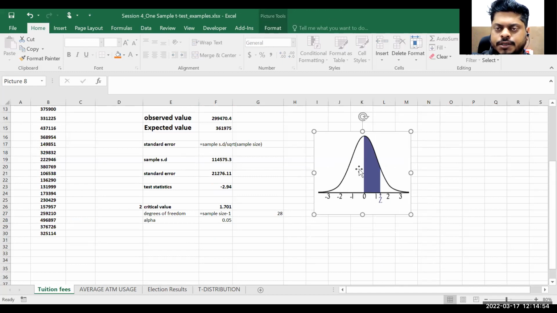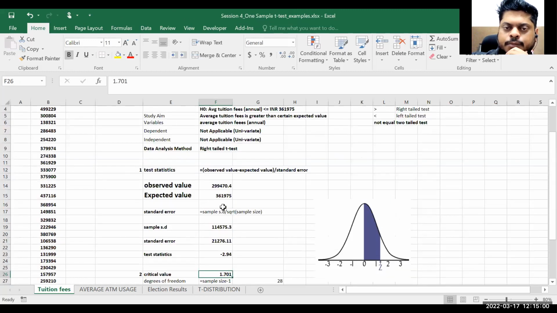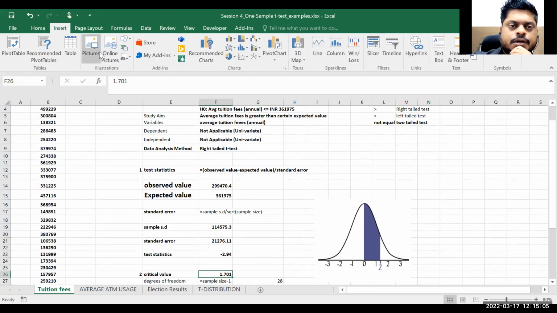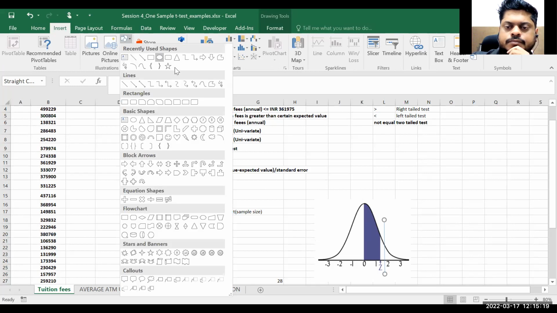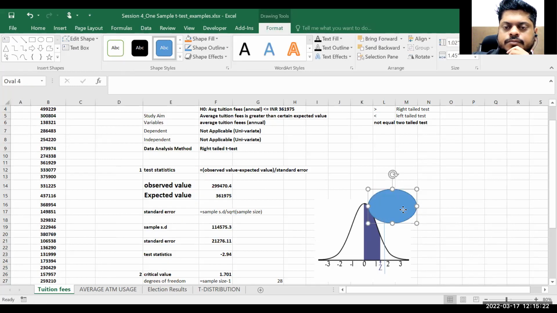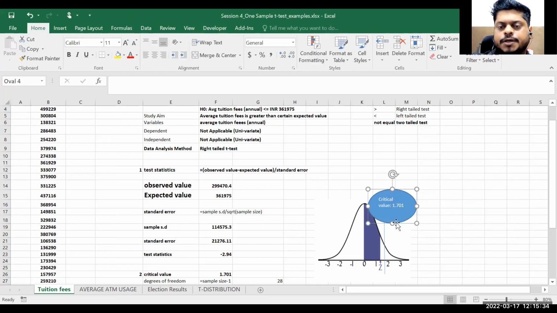So how to use this now? Obviously, you do not have to draw anything, but I wanted to show you visually. Like I said, the critical value puts a boundary on your null hypothesis. So if I show this value in this visualization, let me draw a line. So this is my critical value.